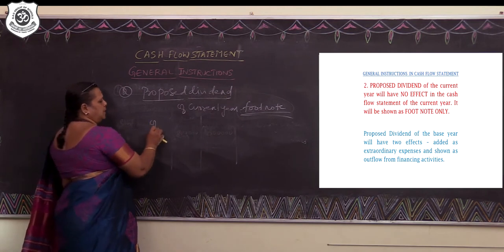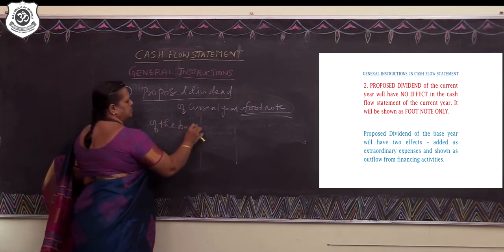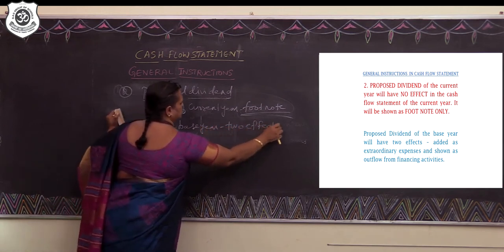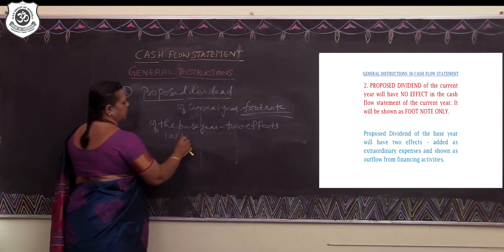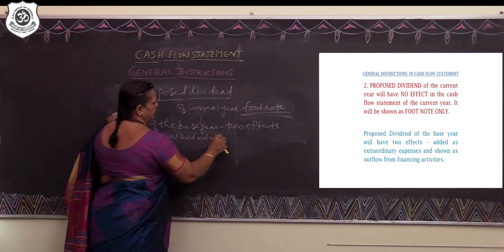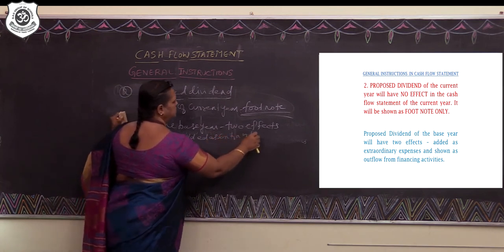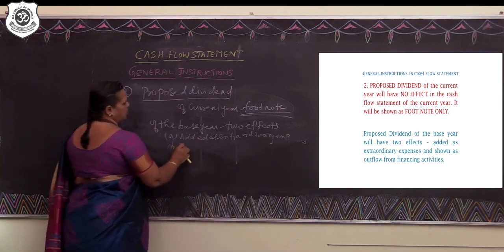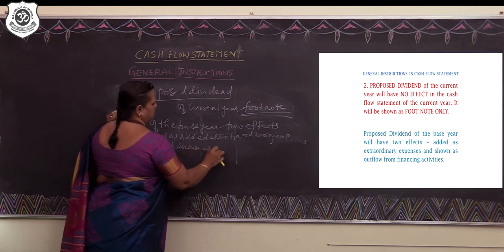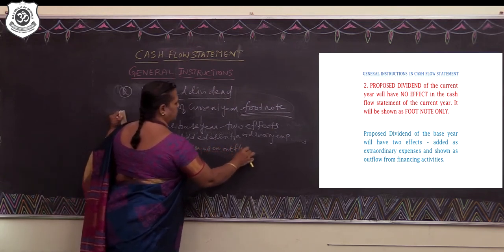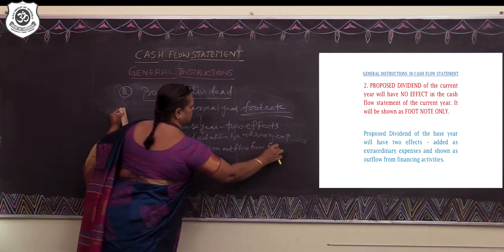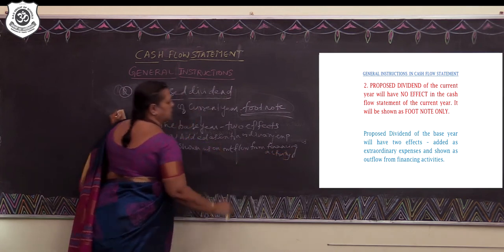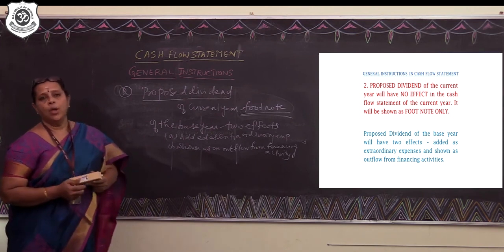Proposed dividend of the base year, there will be two effects. One, added as extraordinary items, extraordinary expense. Two, shown as an outflow from financing activity. This is the very specific instruction about proposed dividend.